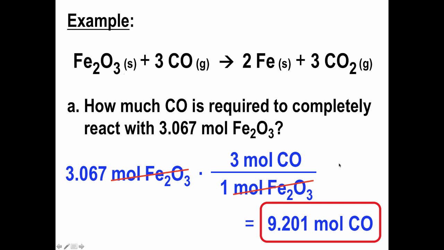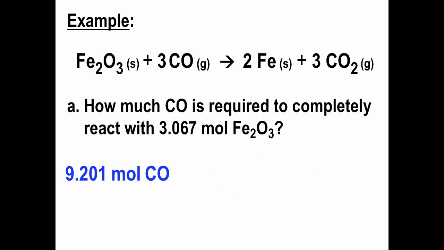3.067 times 3 is 9.201 moles of CO, and that is a perfectly acceptable how much. We can have amounts in terms of moles. Now, very often you will want amounts in terms of grams. So if we wanted to continue, we could easily convert to grams, but this is a perfectly good answer to the question. 9.201 moles of carbon monoxide are needed.